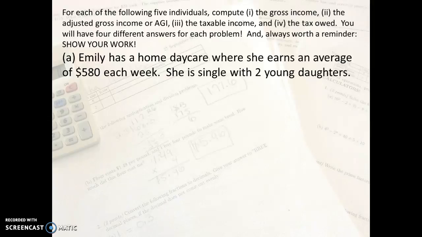I know in the homework question number 1, I'm talking about someone who's working at a home daycare, single, with 2 young daughters, and a weekly income. So let's break this down. I'm changing it to 1 young daughter, changing the income slightly, but same steps.